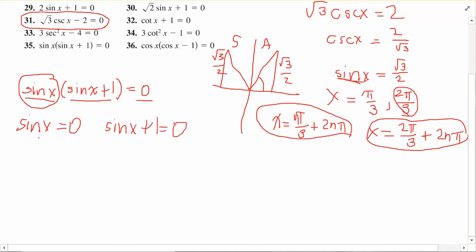So let's solve this one. Well, x equal to 0 would have to be one of the solutions. Now, is there another place where the sine would be equal to 0? And the answer to that is yes. It would also be 0 wherever the y coordinate was 0. So it would also be 0 at pi.